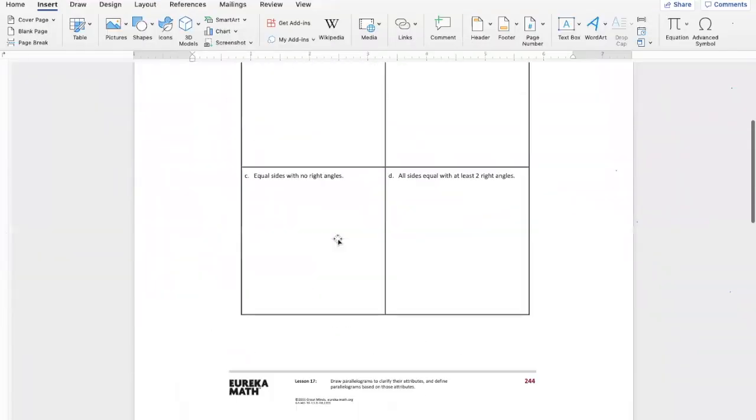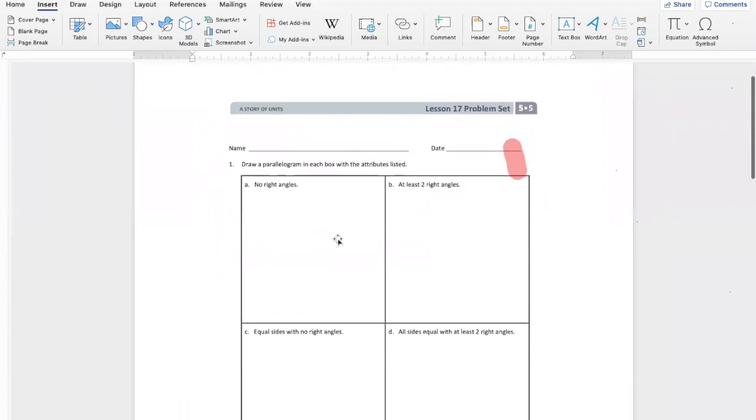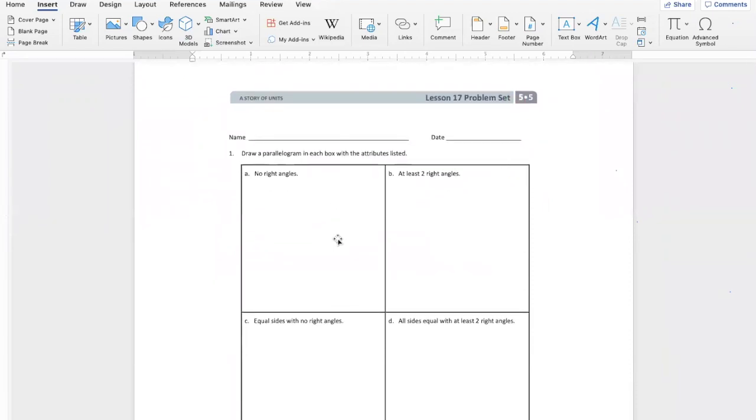All right, so on lesson 17, we're now moving on to parallelograms. So remember, we're talking from that big idea of all polygons made with straight lines and closed figures. They need to be quadrilaterals, so they're all going to have four sides. They are still going to be considered trapezoids because they have at least one set of parallel sides. But in order for it to be considered a parallelogram, it now has to have two sets of parallel sides.